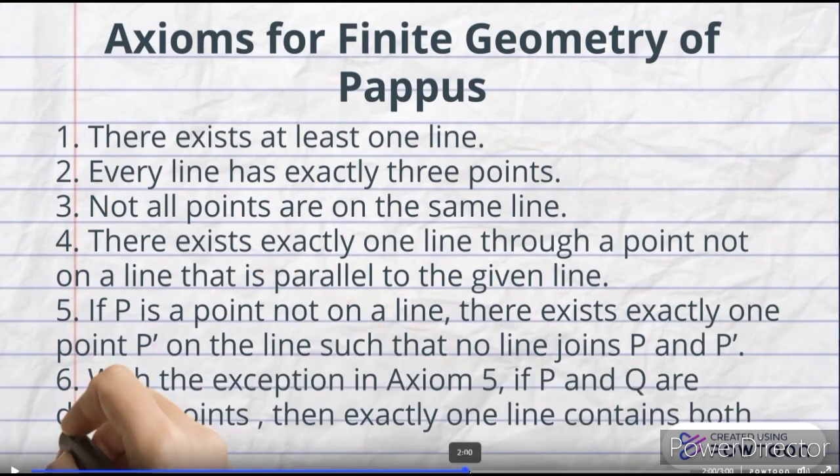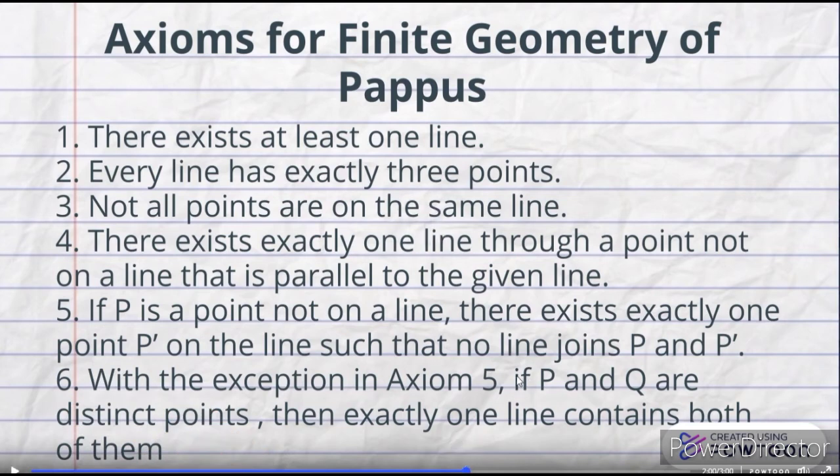Number 1. There exists at least one line. 2. Every line has exactly 3 points. 3. Not all points are on the same line. 4. There exists exactly one line through a point not on a line that is parallel to the given line. 5. If P is a point not on a line, there exists exactly one point P' on the line such that no line joins P and P'. 6. With the exception in axiom 5, if P and Q are distinct points, then exactly one line contains both of them.